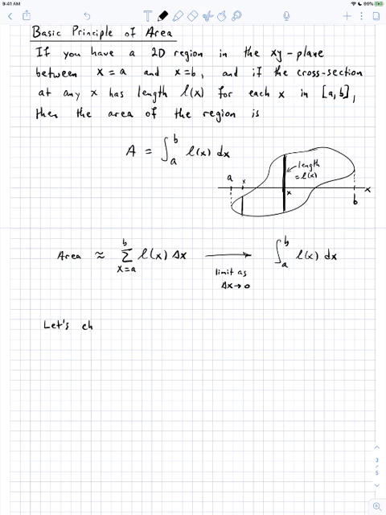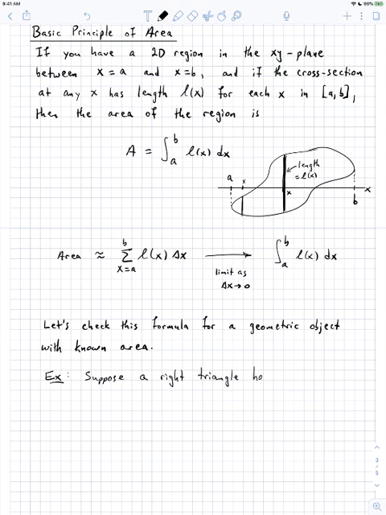Let's check this formula for a geometric object with known area, just to get a feel for how this works. So, as an example, suppose you start with a triangle. Suppose, let's make it easy, a right triangle that has base B and altitude A. So we can draw a right triangle.